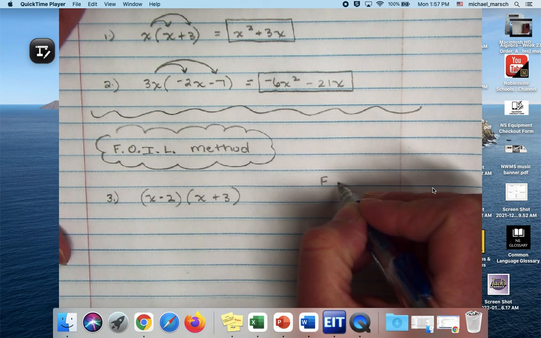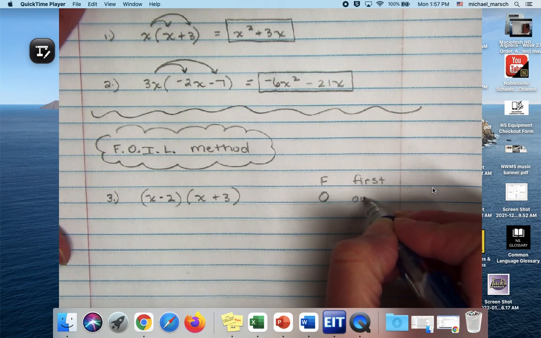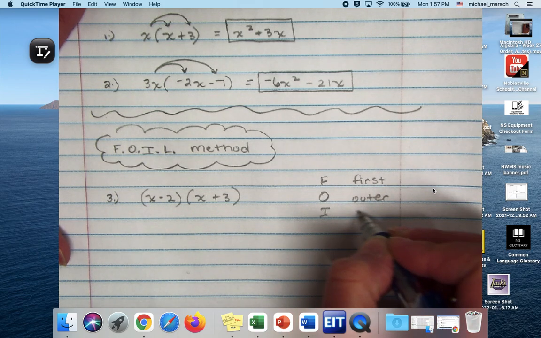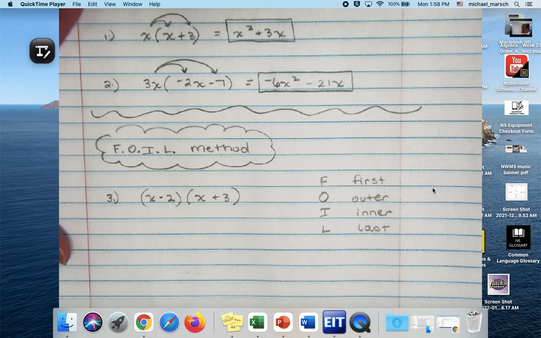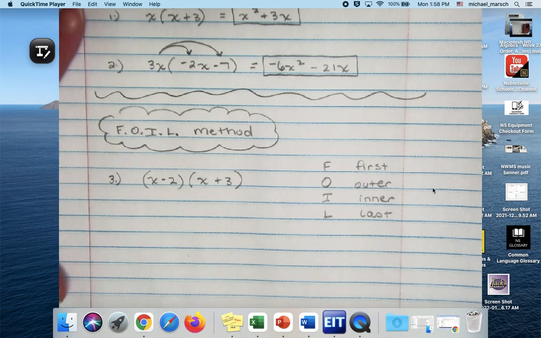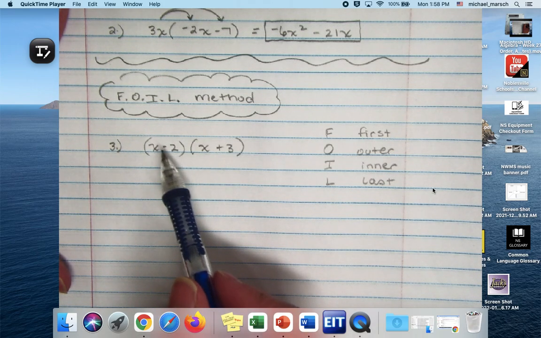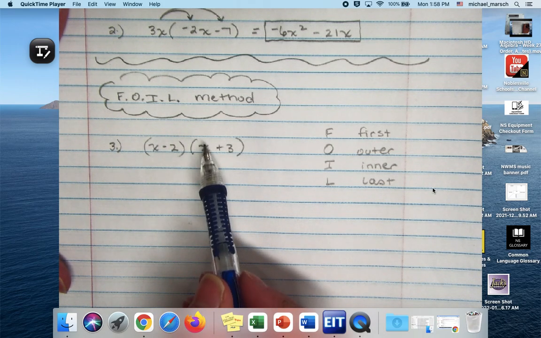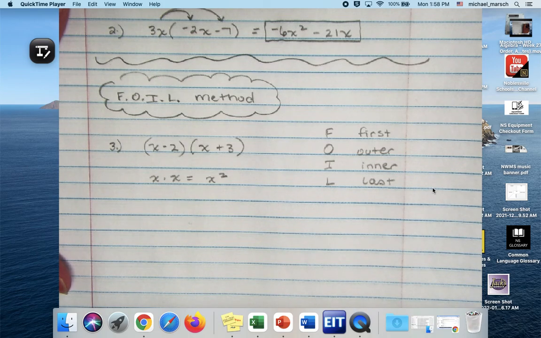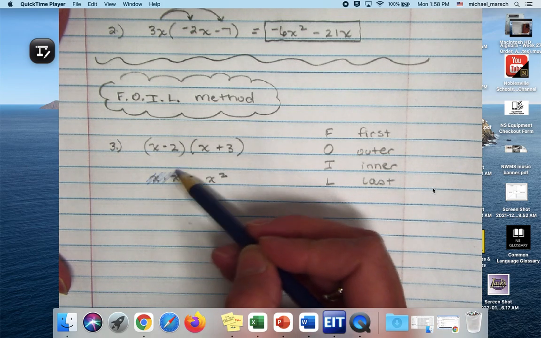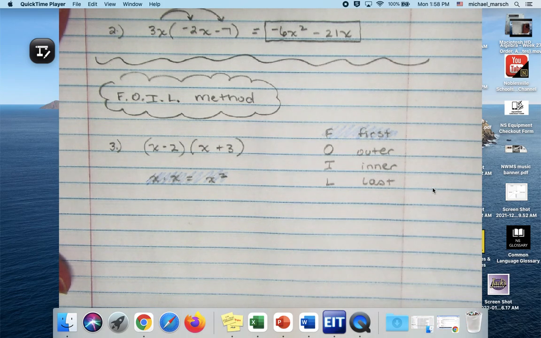So the F stands for first. Don't write this down. O is outer. I is inner. L is last. First, outer, inner, last. Okay? So what that means is I'm going to first multiply the first term in each quantity. So I'm going to do x times x, and I'm going to get x squared. So that's going to be my blue. Nope, you're just listening and learning. And if your friend tries to write it down, tear the pencil from their hand.